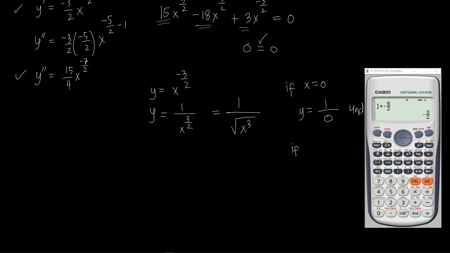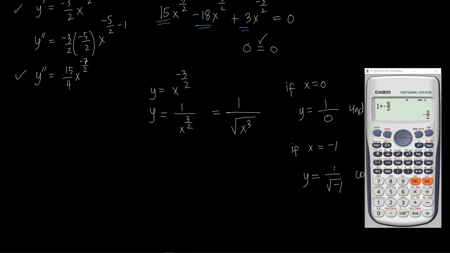Try natin, if ang ating x is, let's just say, negative 1. So, say lang ha, negative 1. So, what will happen? Meron tayong y is equal to 1 over square root of negative 1. Kasi negative 1 cubed, that is still negative 1. And that is yung 1 over square root of negative 1. Remember, yung square root of negative 1, that is a complex number.